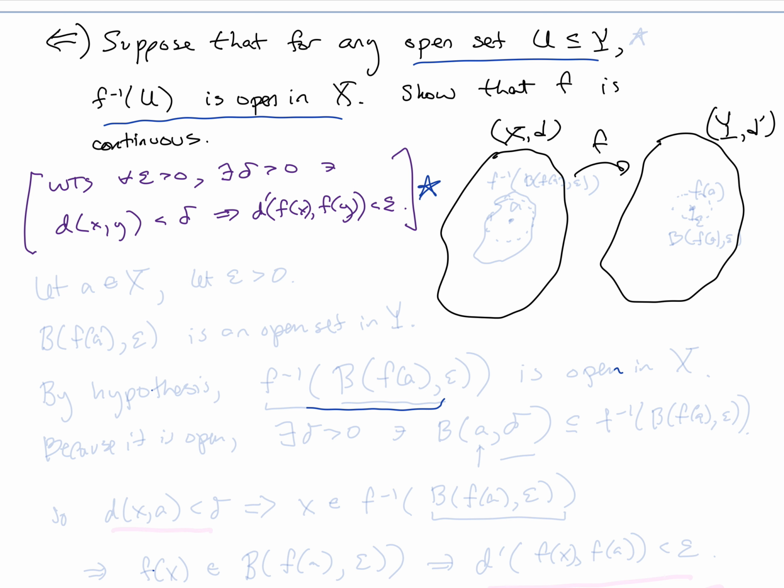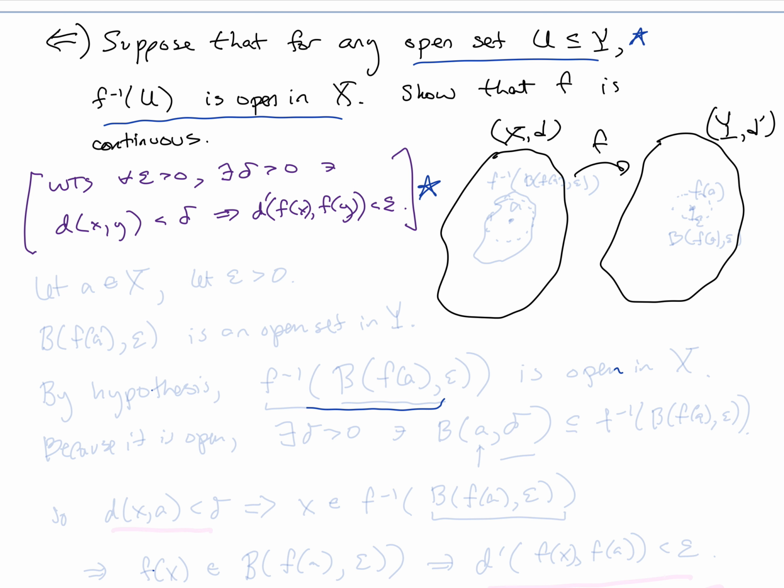In other words, we want to show that for any epsilon greater than 0, there is a delta greater than 0 such that the distance between x and y being less than delta implies the distance in Y between f of x and f of y is less than epsilon. So we want to show something in terms of the epsilon-delta definition of continuity. What we know is about open sets. So let's think about how we could translate that. We know that any ball of positive radius is an open set.